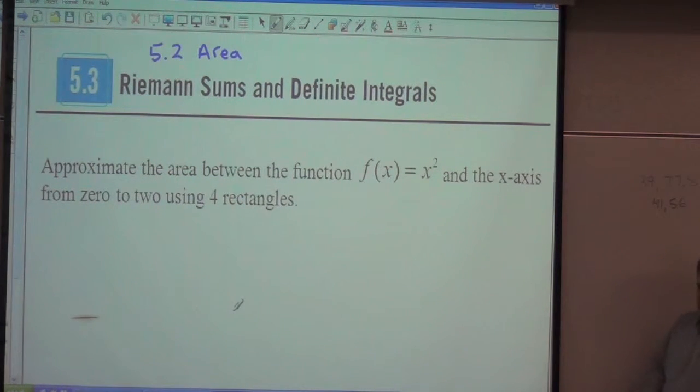So here's what we're going to start out doing. We're going to approximate the area between the function f of x equals x squared and the x-axis from 0 to 2 using 4 rectangles.